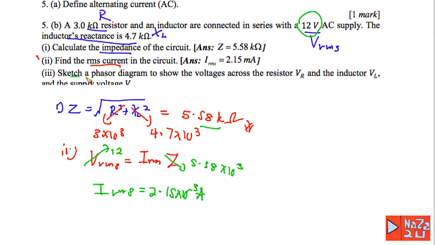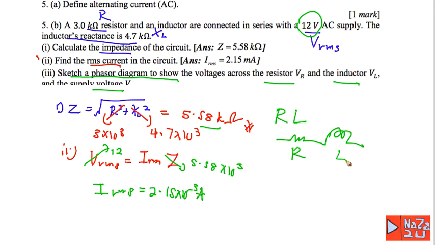Next, sketch the phasor diagram across the resistor and inductor, VR, VL, and the supply voltage V. Now this is an RL circuit, meaning you have in the circuit a resistor and an inductor L. For the phasor diagram of this RL circuit, VL leads VR by 90 degrees, and this is the resultant, the supply voltage V.